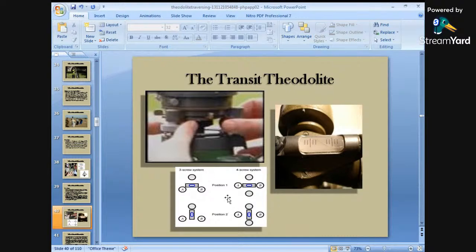In this picture you can see that the bubble has been kept parallel to the 2 foot screws, A and B, and these foot screws are turned inward and outward so that the bubble comes to the center. In the next position, it has been brought perpendicular, and now the third foot screw is rotated inward and outward until the bubble comes to the center. After this, the telescope is revolved through 360 degrees and checked whether the bubble is at the center at all points. Once it is, your leveling is perfect, and you can take your observation further.